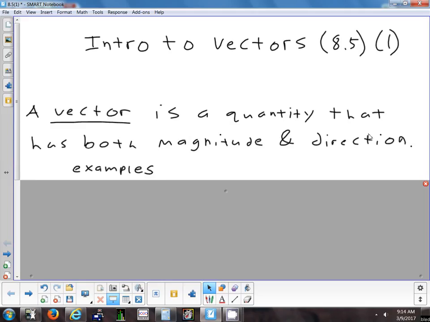So a vector is used anytime you want to model something, basically things that move, or forces, either way. You want to model something that has a magnitude and a direction. Can anybody think of something in real life that has magnitude to it and a direction to it? Yep. Adrian? The tornado. A tornado?